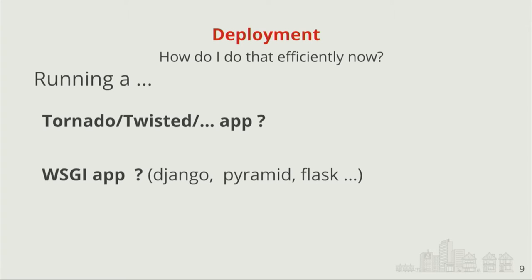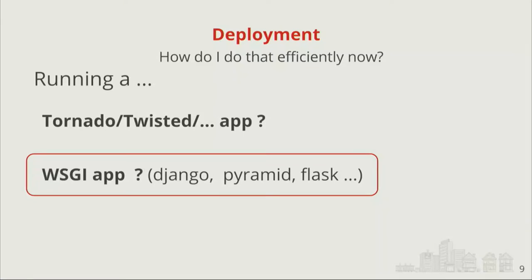I'm going to do a small bit just to define what we call a web app. If you're running Tornado, Twisted, this kind of evented app, or even something directly plugged into gevent, that's not exactly the position I'm going to take. You're going to learn lots of things, don't leave the room. But I'm going to focus on the WSGI app because that's what Django, Pyramid, Flask, etc. fundamentally are.